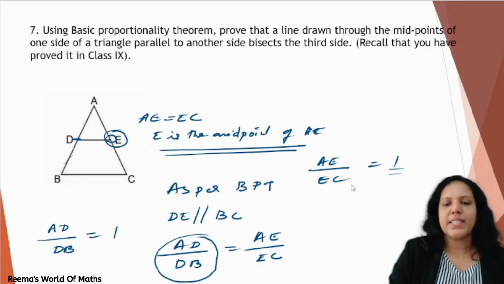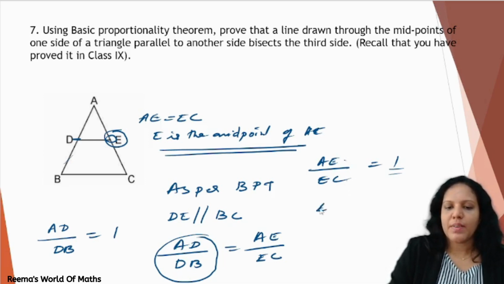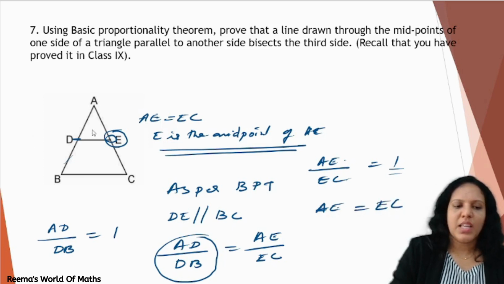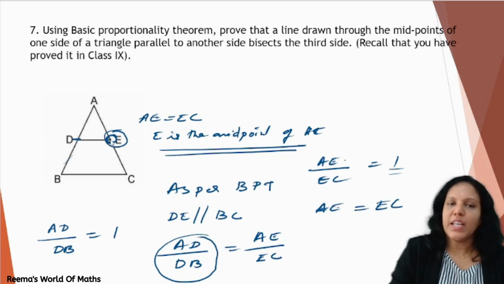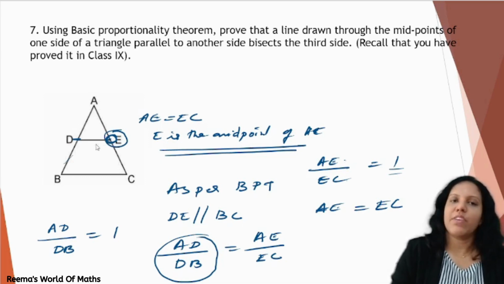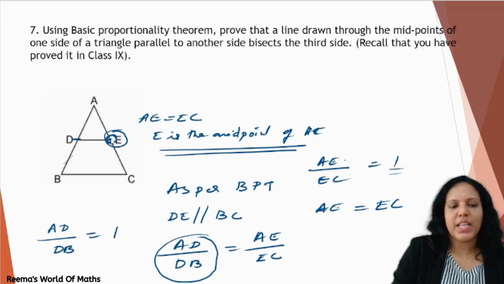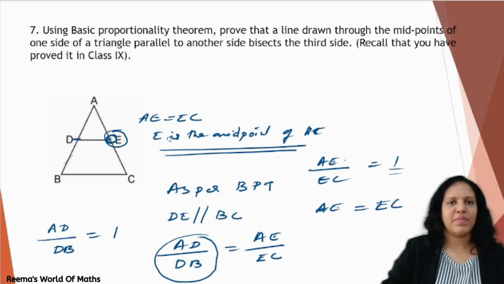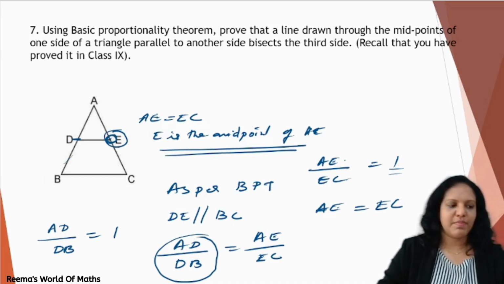If AE by EC equals 1, then AE and EC need to be the same. So AE will be equal to EC, which means E is in the middle of AC. Only in that case can we say AE equals EC. So as per the BPT, we prove that E bisects AC, which means E is the midpoint of AC. Let's see the next question.